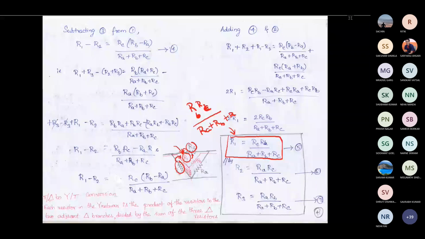Let us try for another one. It is just simple logic. You want to find the resistance value of R2 in the star connection. You see what is the nearest resistance to this R2 in the delta combination. The nearest resistors for this are RA and RC.